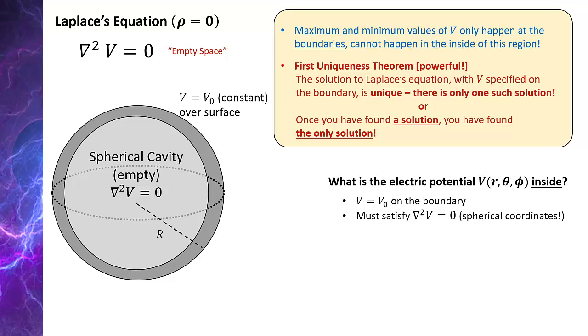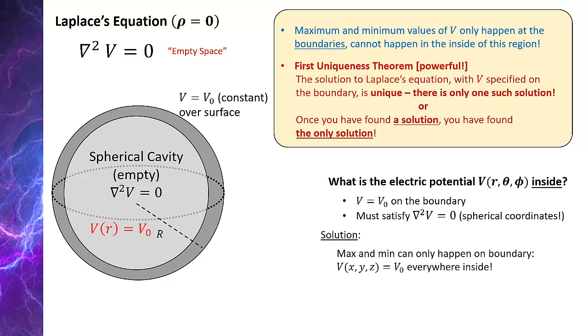And we want to know, what is the electric potential inside the cavity? Well, the electric potential must be V0 on the boundary, and it must satisfy Laplace's equation. But Laplace's equation in spherical coordinates looks pretty ugly, and so we might be really intimidated about guessing a solution to this because it's not a nice-looking Laplacian for spherical coordinates.